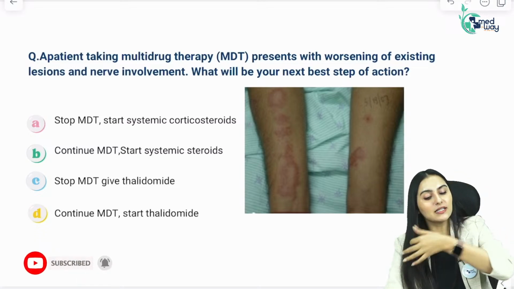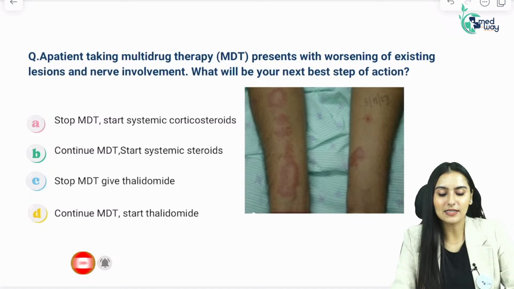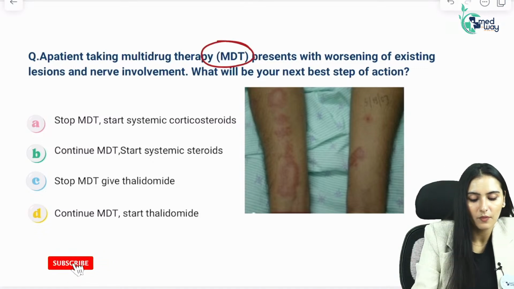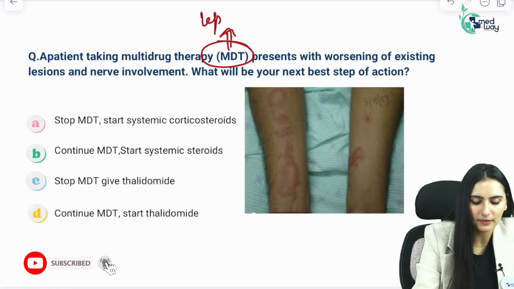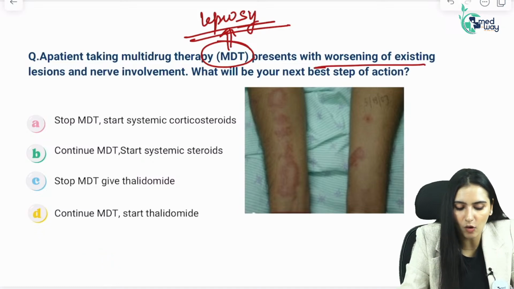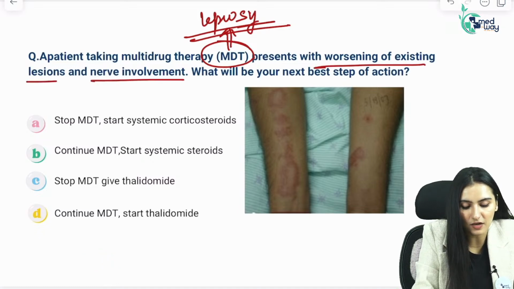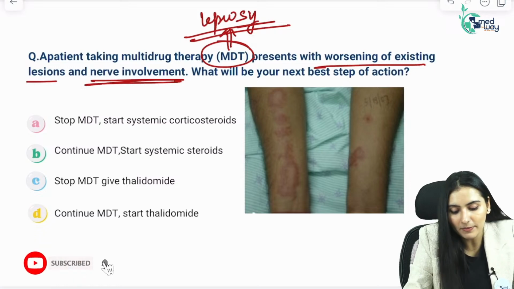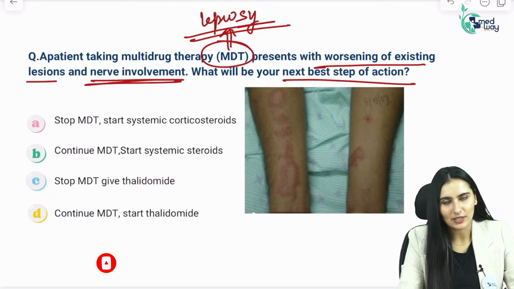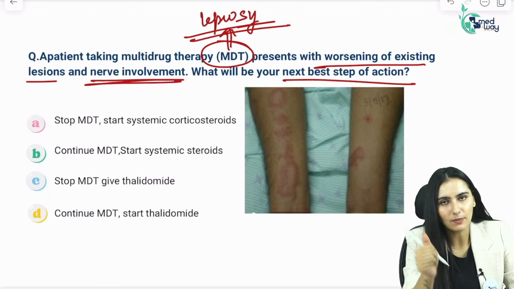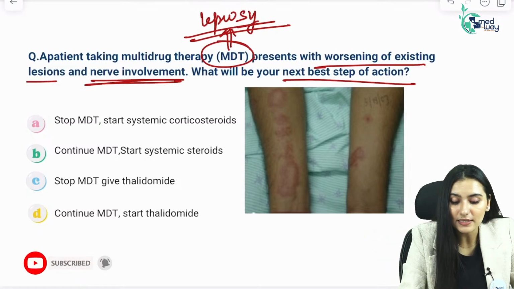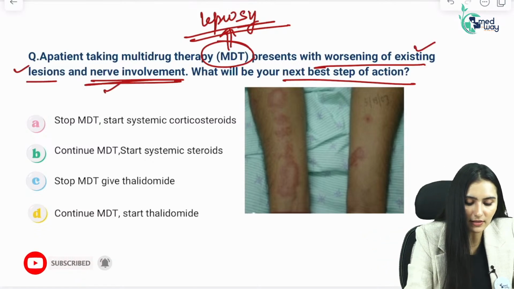Alright, a patient is taking multi-drug therapy, presents with worsening of existing lesion. So he is on an MDT. When you see MDT, you think of leprosy. Okay, presents with worsening of the existing lesions and nerve involvement. What will be the next best step? Okay, you need to know leprosy to know this answer. MDT the patient has been taking. He is a patient of leprosy. There is worsening of the existing lesions also, and now there is nerve involvement.